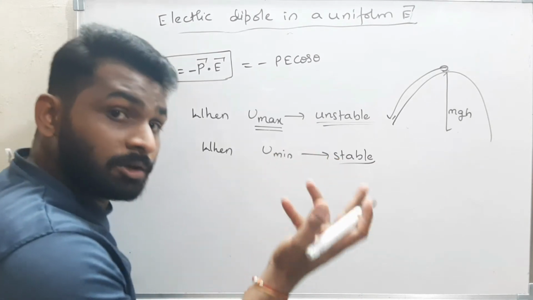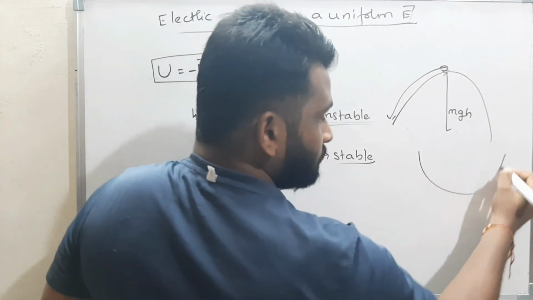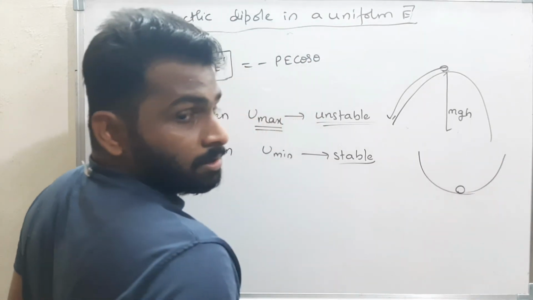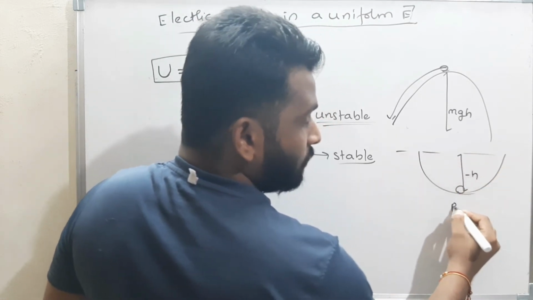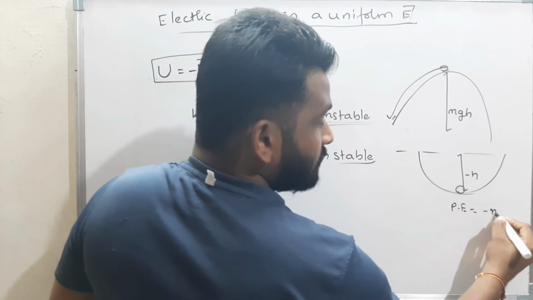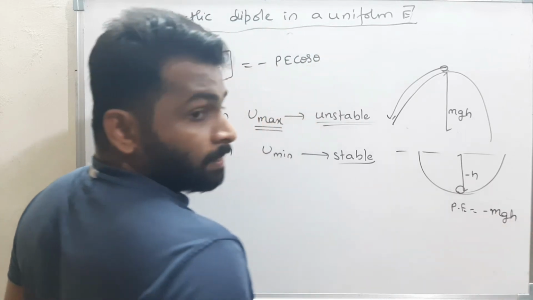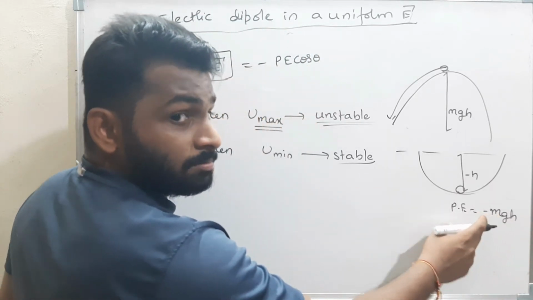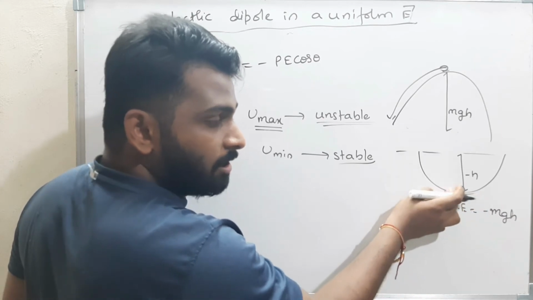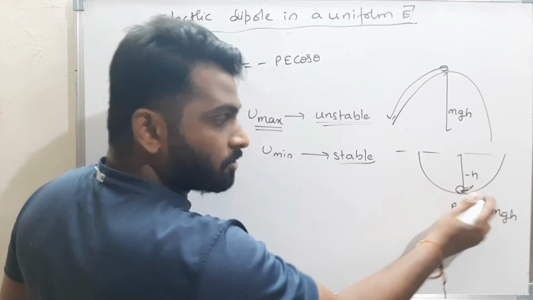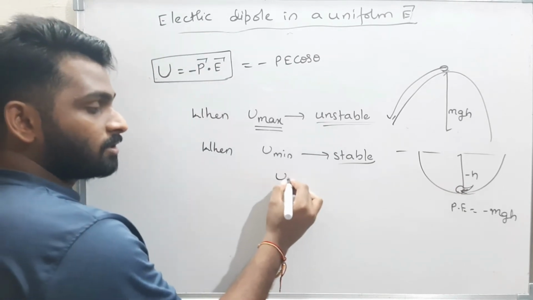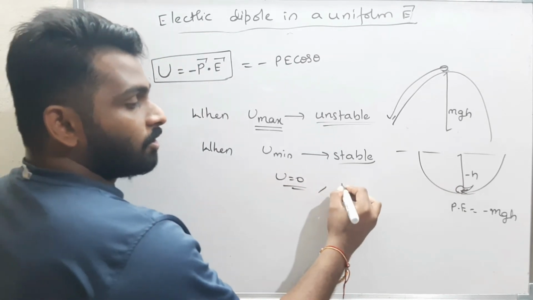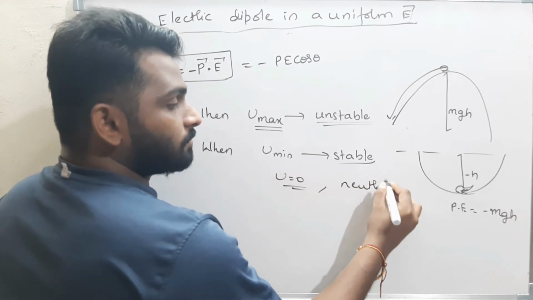Minimum means it can be negative also. Now if there is a body and a reference line, and the body is at minus h, then the potential energy is minus mgh. The potential energy is negative. That means minimum. If I move this body a little bit, again it will come back to the same position. That means the body is in stable condition. When the potential energy is 0, then the body is in neutral condition.